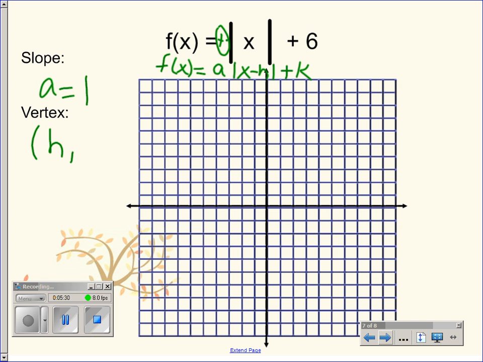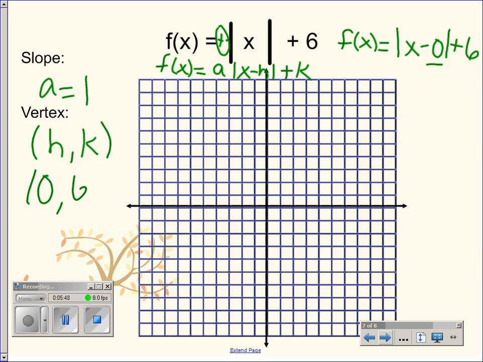I need h, k for my vertex. So nothing is being added or subtracted from x. So another way that I could write this is the absolute value of x minus 0 plus 6. So in this case, h is 0. And my value of k is a positive 6. So I have 1, 2, 3, 4, 5. So there's my vertex. To find additional points, I'm going to use my slope. There's half my V. And there's the other half of my V. And that's graphing absolute value functions.